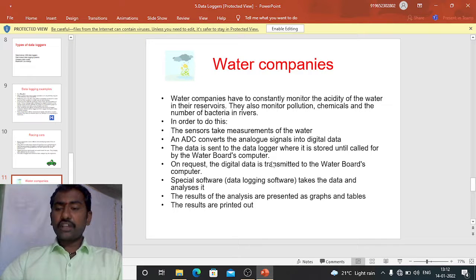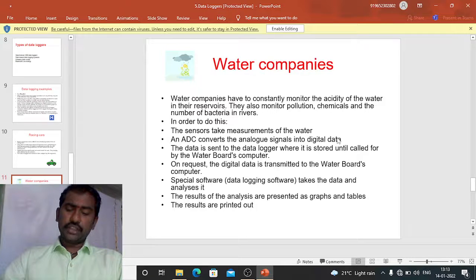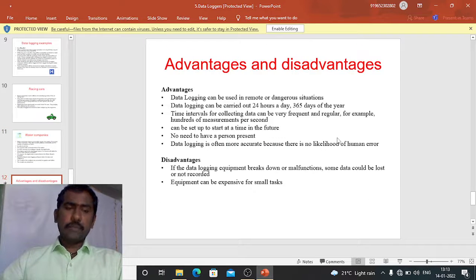and special software takes the data and analyzes it. The results of the analysis are presented as graphs and tables. These results are printed out. So these are some of the applications, not all the applications, just some examples.